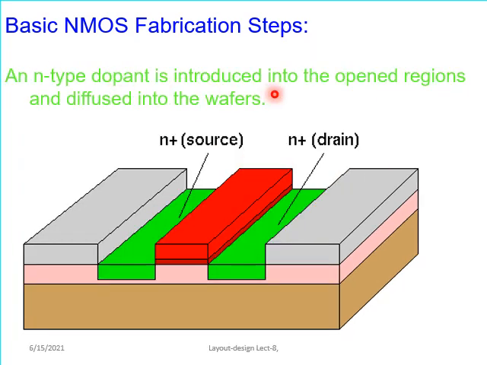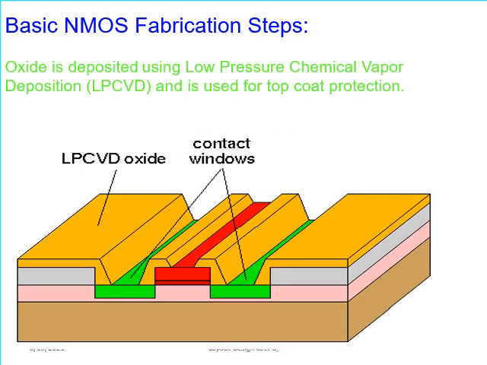The N-type dopant is introduced into the opened region and diffused into the wafer. This classifies the three terminals. First is the source, here is the gate, and this is the drain. Here the N dopant is introduced. Next, oxide is deposited using low pressure chemical vapor deposition and is used for top coat protection. Here we have some coating materials and the protection coating is applied here.